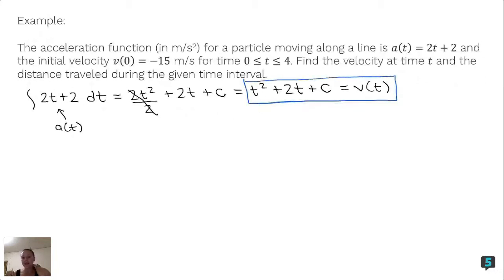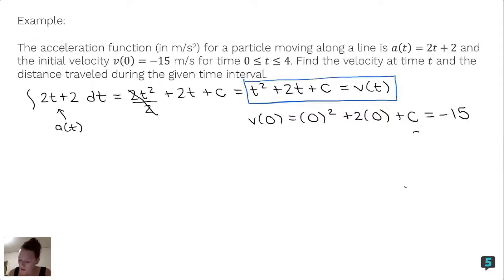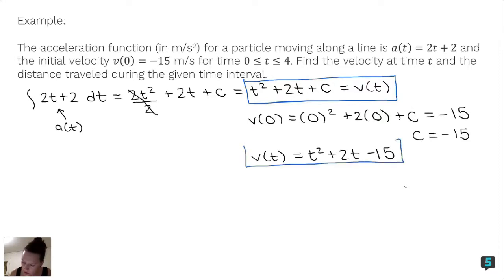Okay, I still need to find that c value though, so let's make sure that we finish that part off. It tells me that I have initial velocity v of 0 equals negative 15, so I'm going to plug in 0 and set v of 0 equal to negative 15 to solve for my constant. So v of 0 will equal 0 squared plus 2 times 0 plus c, and that's going to equal negative 15. So 0 squared is 0, 2 times 0 is 0, so we're going to find out that our constant is negative 15. So now we truly have our velocity equation as a function of time. It's going to equal t squared plus 2t minus 15. That's that final velocity equation we want.